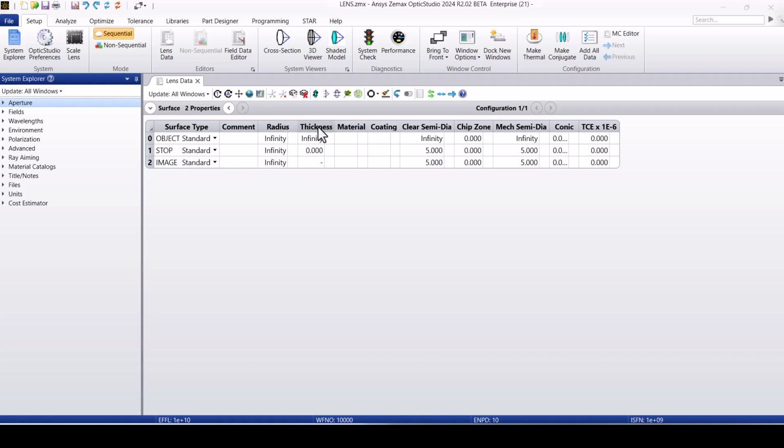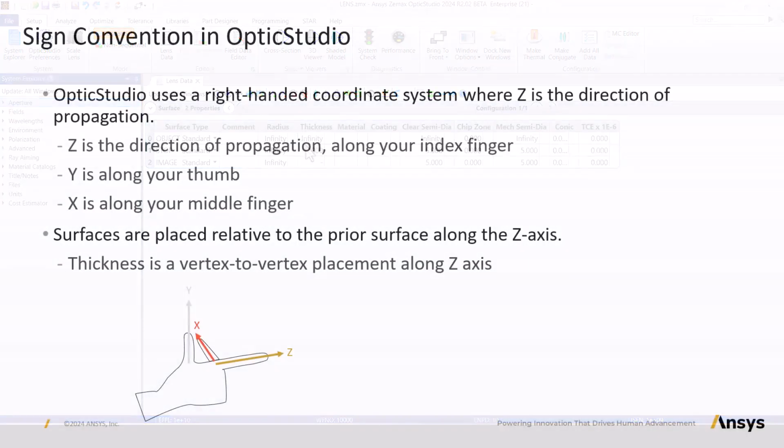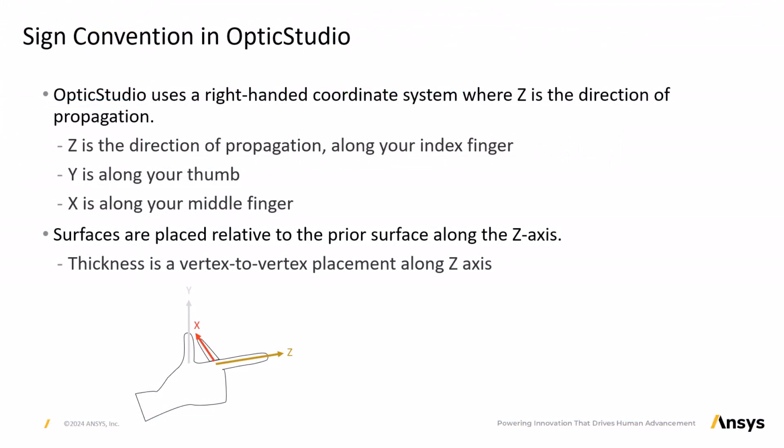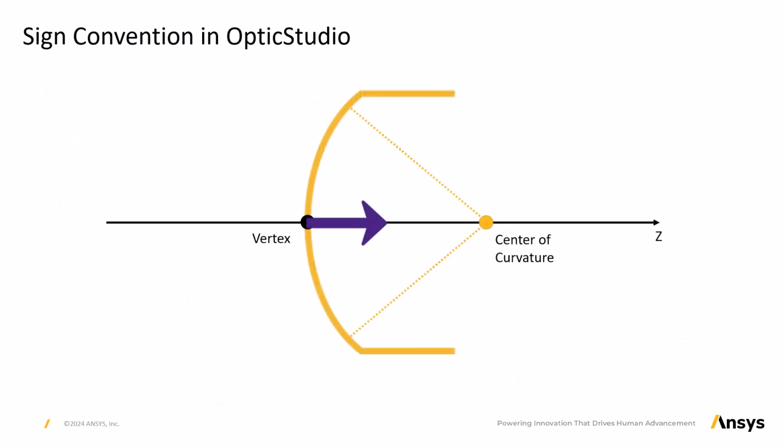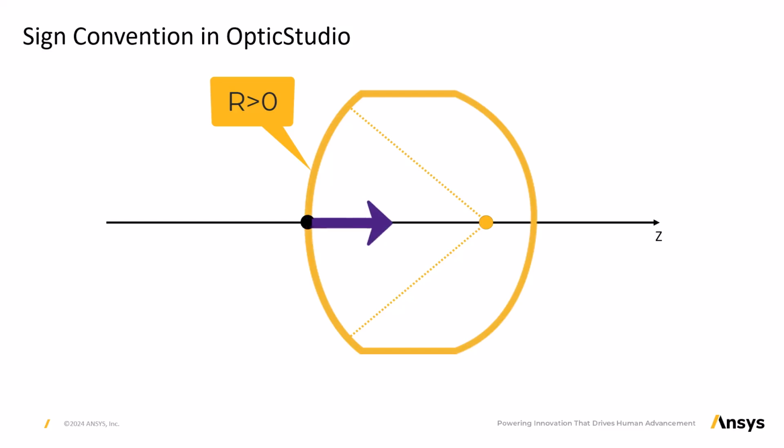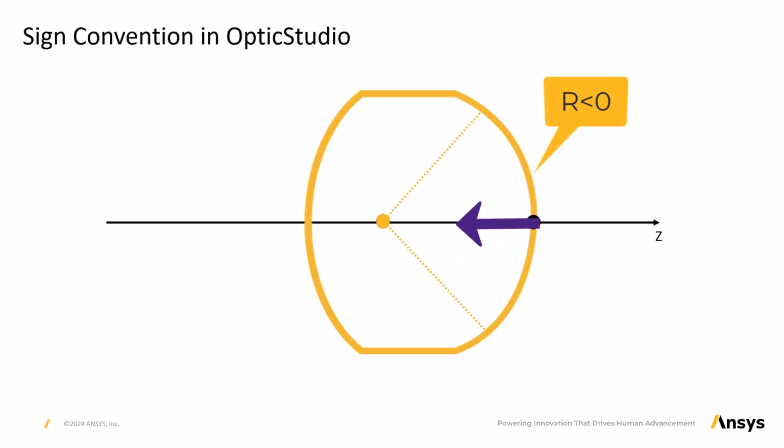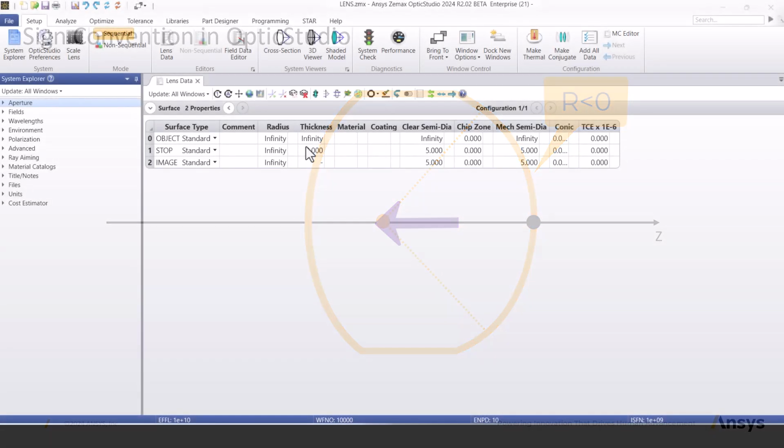Now would be a good time to note the sign convention in OpticStudio. OpticStudio uses a right-hand coordinate system, where z is the direction of propagation and is typically graphically shown as going from left to right. Positive thickness values, therefore, are in the direction of propagation, while negative values signify going against the propagation direction. Now, a surface's radius of curvature is given as the distance from the vertex to the center of curvature. So, if we wanted to make a biconvex lens, this surface would have a positive radius of curvature, and the second surface would have a negative radius of curvature.